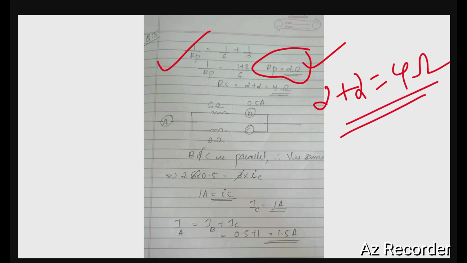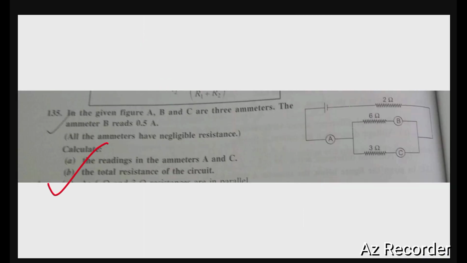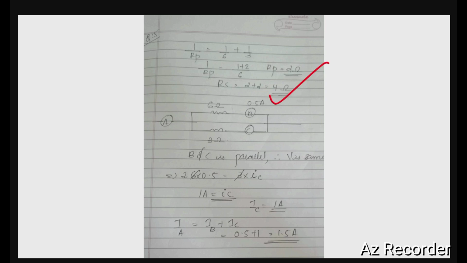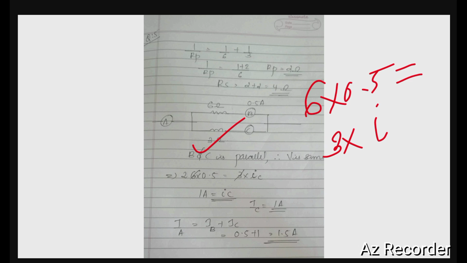That is our second question. The total resistance in the circuit is found to be 4 ohm. Now we need to calculate the current passing through the resistance A and resistance C. Since we know that B and C are in parallel combination, the voltage across them is the same. So we can say that 6 into the current passing through B, which is 0.5, will be equal to 3 into I, where I is the current passing through C. On solving, we get the current passing through C is equal to 1 ampere.